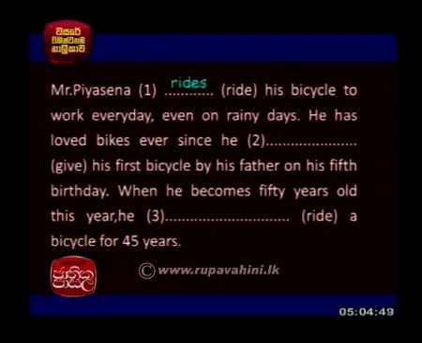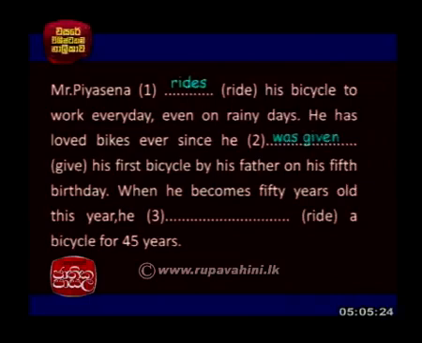When you describe a usual casual incident every day, what you are doing, you have to use the simple present tense. Mr. Pearson rides his bicycle to work every day, even on rainy days. He has loved bikes ever since he blank given his first bicycle by his father on his 5th birthday. ඒතර මෙතනදී කියන්නේ ඔහුට වයස 5ේදී ඒ bicycle හම්බෙච්ච දා සිටම loved bikes ever since එතකොට answer එක වෙන්න ඕනේ was given his first bicycle by his father on his 5th birthday.